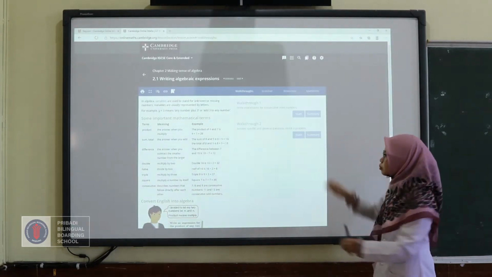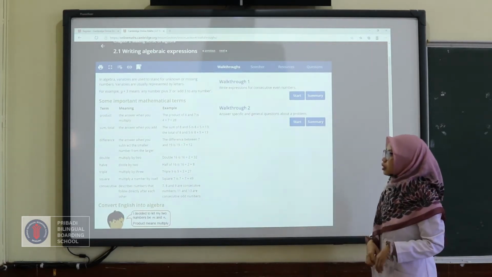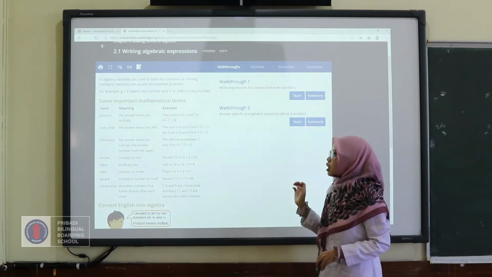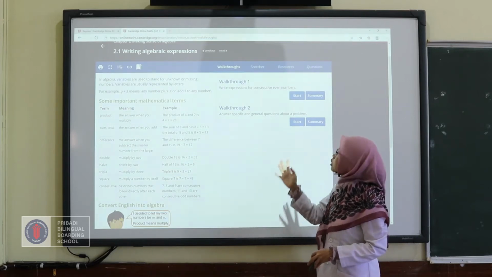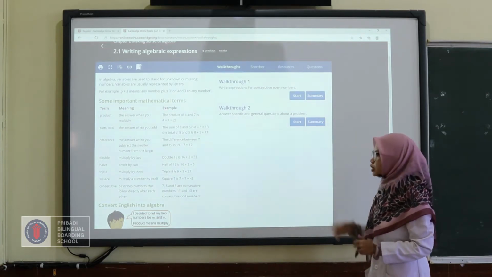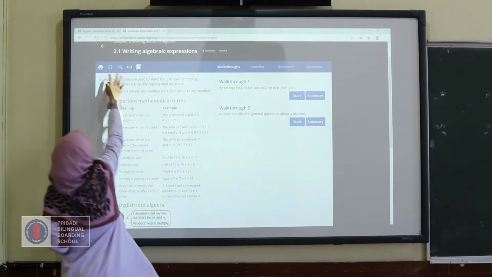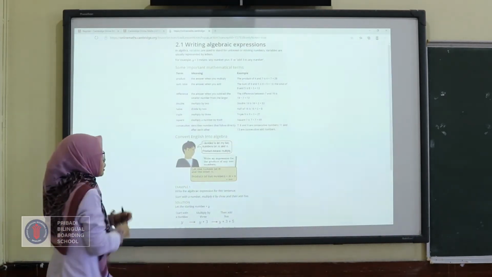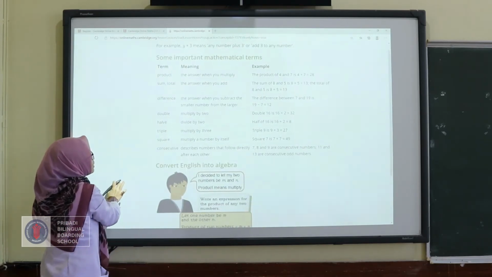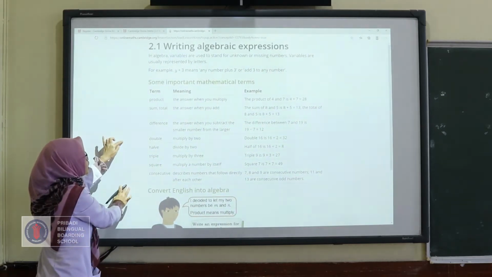Okay, still working. Now we have the explanation of the topics. There are some important mathematical terms, there are walkthrough, and then scores, resources, and questions. To do now, you can click this. This is the explanation of our topic in this lesson. It's about writing algebraic expressions.